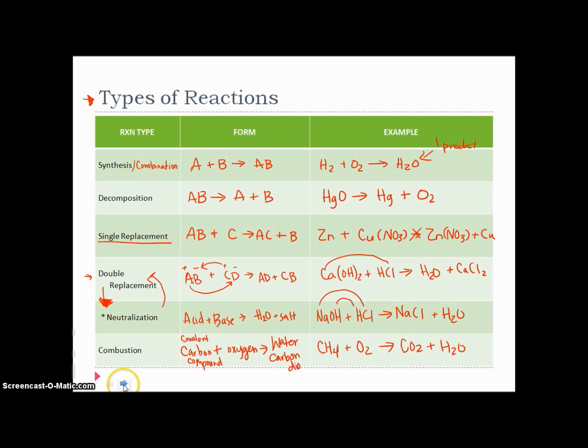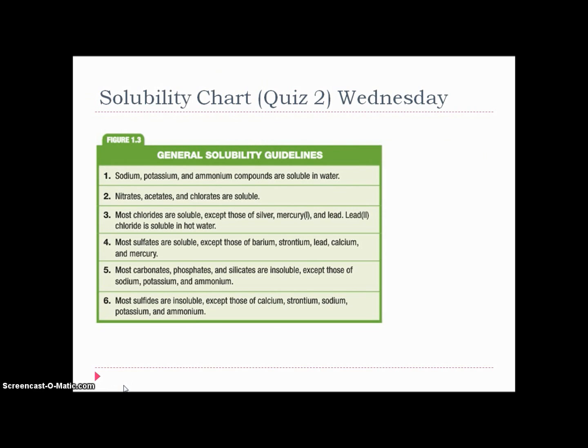Now, the last part of this is knowing, like in our double replacement reactions specifically, which things are going to be solids, which things are going to be gases, which things are going to be aqueous, and so predicting those states of matter. And we have another chart that you need to know for that, and that's the solubility chart, which we will be having a little quiz on Wednesday. Okay, so Wednesday's quiz is going to consist of us knowing which compounds are the most soluble.